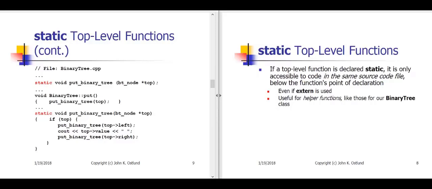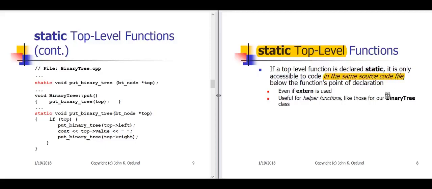Now, just as you can create file local or module variables by defining a variable outside of any function but declaring it static, you can do the same kind of thing with top-level functions. That is, you can have static top-level functions which are only accessible to the code inside of one particular file, as opposed to being accessible to all of the code in your entire program. All right, so you can think of these as being like file local functions or module functions.